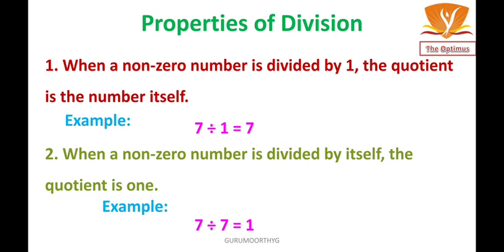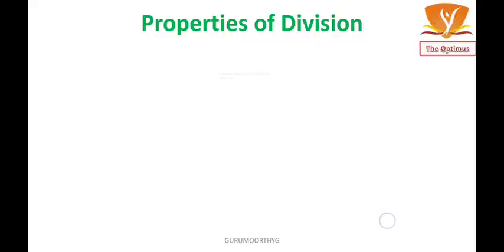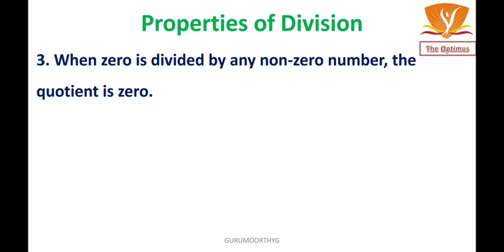Dear kids, I have 0 pencils. That means I have nothing. But I want to distribute to 7 students. How many pencils is it possible to distribute? Yes, 0 pencils. That is property number 3. When 0 is divided by any non-zero number, the quotient is 0. Example, 0 divided by 7 equals 0.